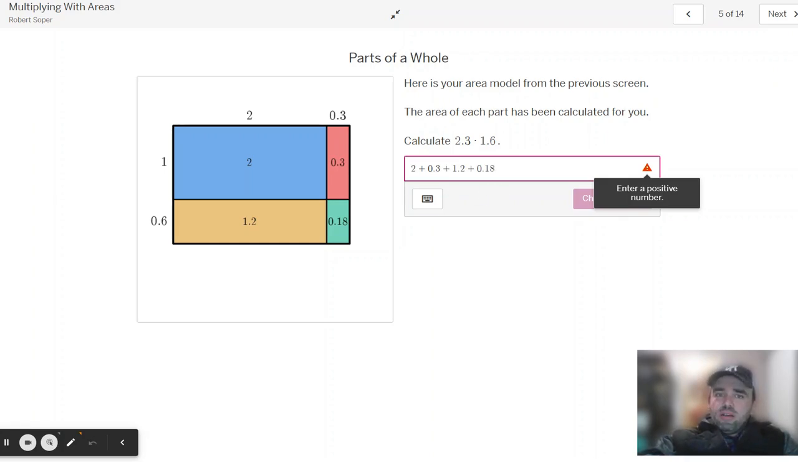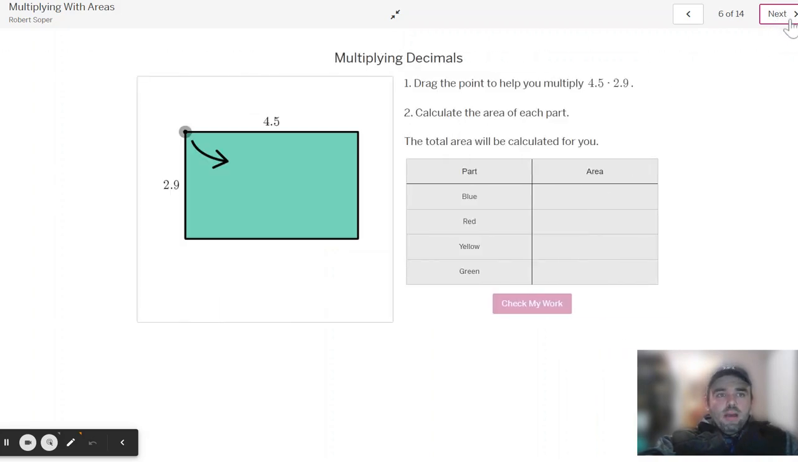You can pull out your whiteboard. I'm not going to give you the answer this time, but that is how you would solve it. You would add all 4 boxes inside of your area model to find the product of 2 and 3/10 times 1 and 6/10. Hopefully you're getting the gist of this. If you find at some point that you are good to go, you feel pretty confident, you can pause this and just scroll through and check your answers. But if you're not quite sure yet, then stick with me.